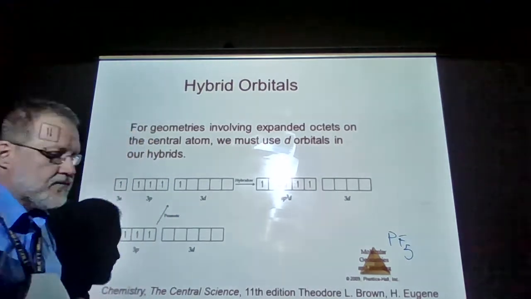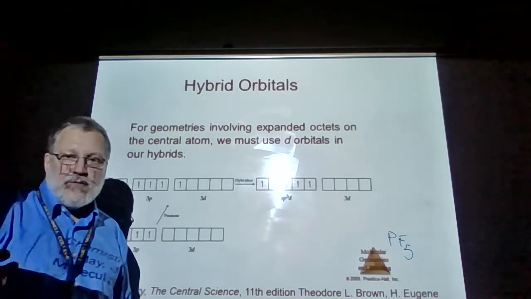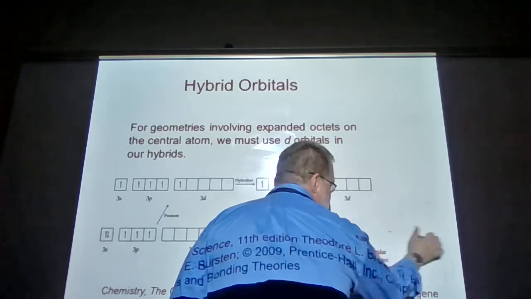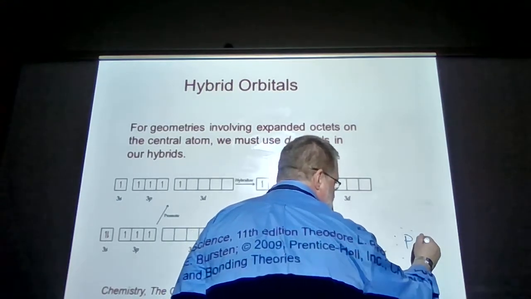Phosphorus pentafluoride. Phosphorus has 5 valence electrons, fluorine has 7. 7 times 5 is 35, plus 5 from phosphorus is 40. So we have 40 valence electrons. The center element is phosphorus.